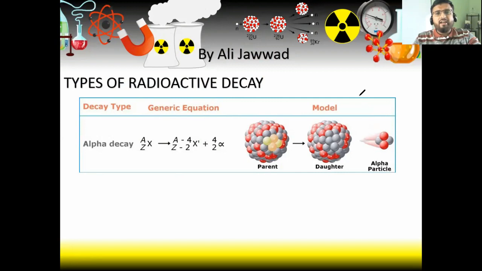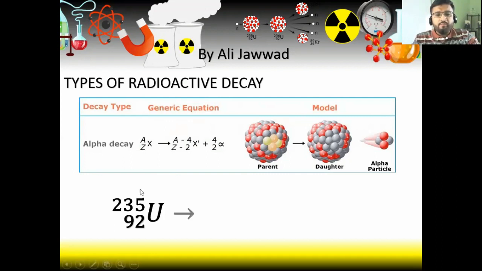In alpha decay, a particle equivalent to a helium nucleus is ejected out of the nucleus, and the unstable parent nucleus converts itself into a stable daughter nucleus. Now, if we try to write an equation on an isotope of uranium for alpha decay, we can write it like this. The 92 represents the number of protons, while 235 represents the nucleon number, the atomic mass.